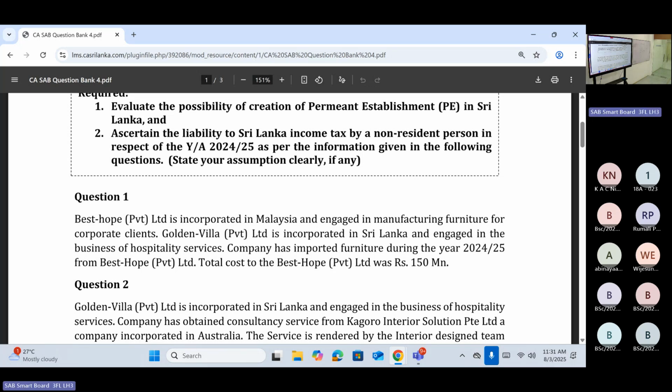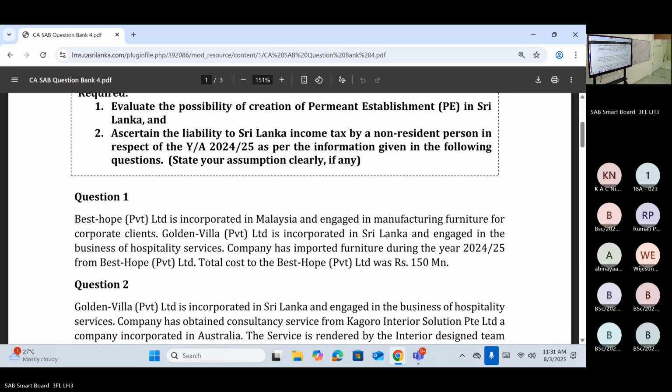So, what is the approach for a question like this? We have to determine the liability. So how do we determine the liability? The Malaysian company is incorporated in Malaysia. That means it is not incorporated in Sri Lanka. Therefore, Westhoff Private Limited is a non-resident person for Sri Lanka tax.